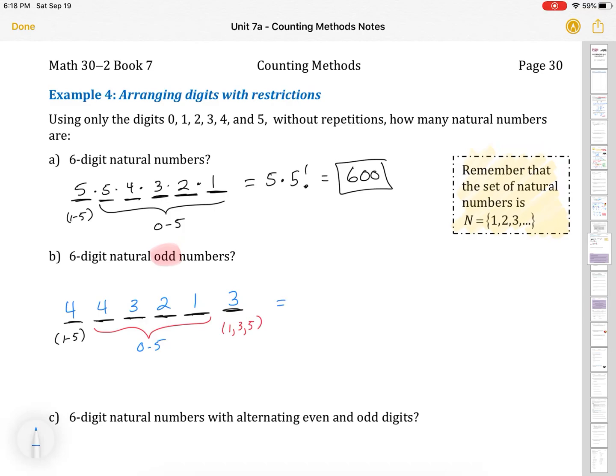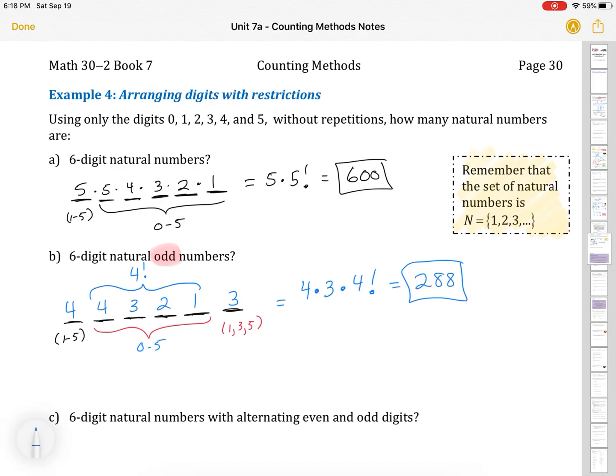But I still have 4 digits left to fill out the middle part. So I go 4 times 3 times 2 times 1. So my answer, I'm going to have 4 times 3 times 4 factorial, which equals 288.